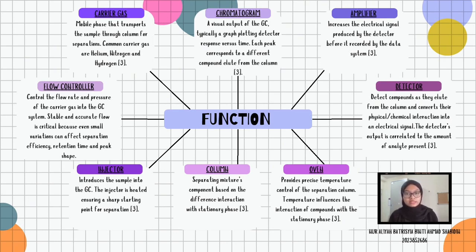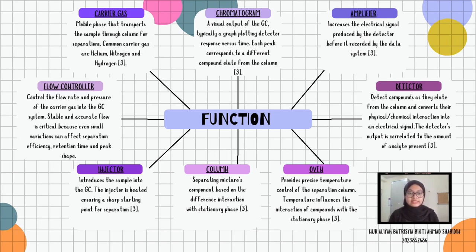The third one is the injector. It introduces the sample into the GC. The injector is heated for ensuring sharp starting points for separation. Next, the column. It separates mixture components based on different interaction with the stationary phase, while the oven provides precise temperature control of the separation column. Temperature influences the interaction of compounds with the stationary phase.